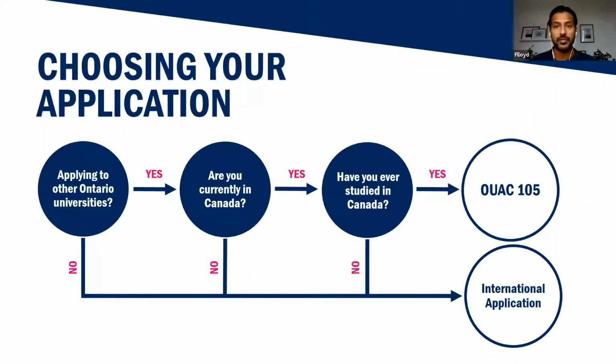So the 105 application is actually used by all Canadian applicants through the Ontario Universities' Application Centre. So if you were applying to other universities, many Canadian students are, if you are currently in Canada, so if you were studying at a school in Canada, you would use the 105. And if you've ever studied in Canada, you would use the OUAC 105 application. Now, for students who are not considering any other universities in Ontario, who are not currently in Canada and have never studied in Canada before, we have a U of T specific international application. So that's the second piece you see there.